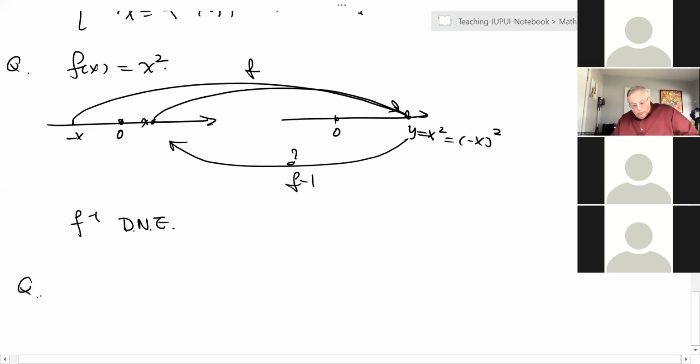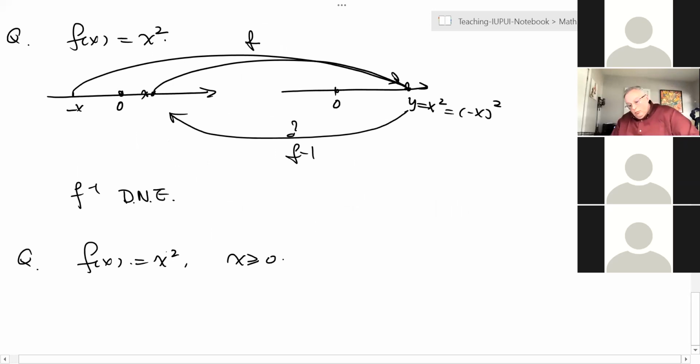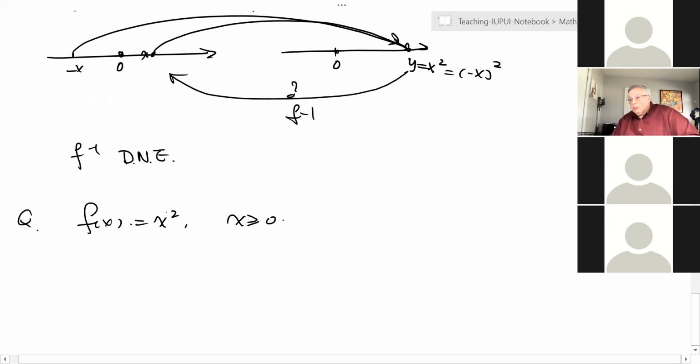However, take still the same formula, but I put a restriction on it. So now the expression for the formula is exactly the same. However, there's a restriction here. Then you actually get a new function. The domain of this new function is from 0 to infinity, and the range of this function is also from 0 to infinity.